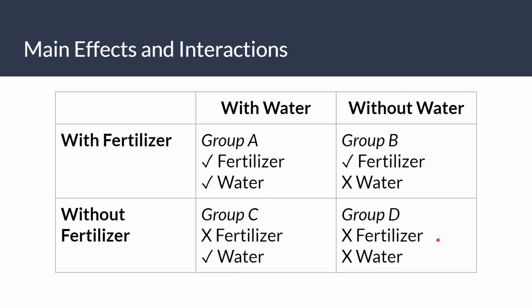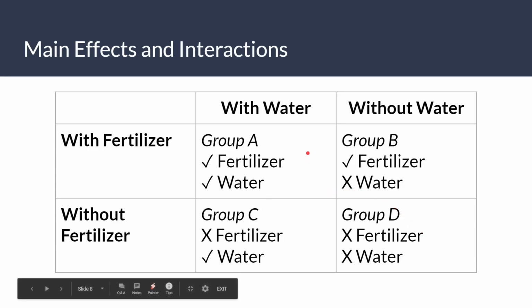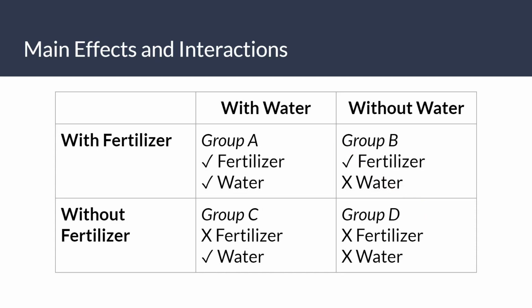So we would guess that group A would be the healthiest plant, while those in group D are the plants that are not going to develop healthily. Even though water and fertilizer have their own effects on the growth of plants, we can say that they interact with each other.